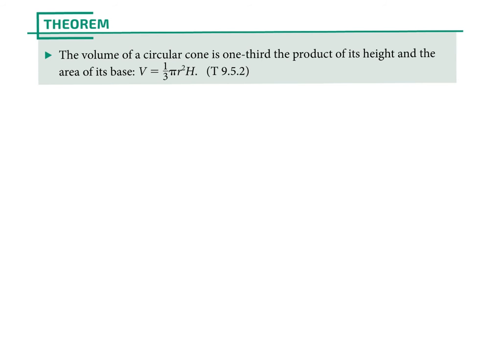Theorem for a cone. Back to the page right before this, page 429. Cone is identical. It's just that the area of your base is always going to be the area of a circle, which is pi r squared. And so the volume of a cone is the same thing: 1/3 the area of the base, pi r squared, times your height. 1/3 pi r squared times your height, all right?